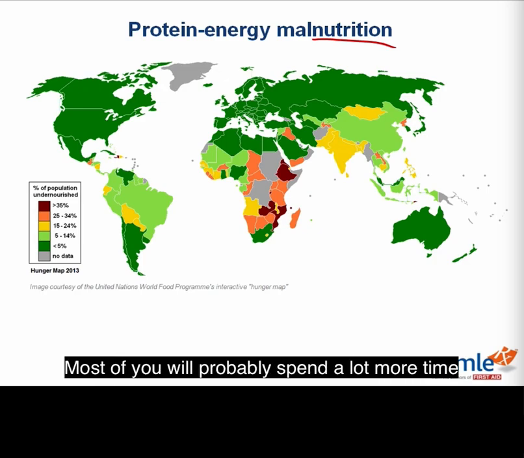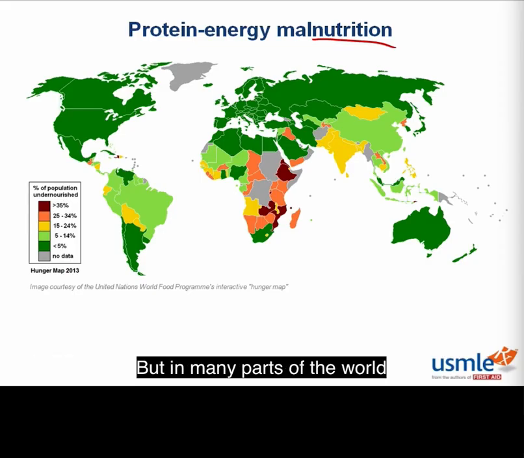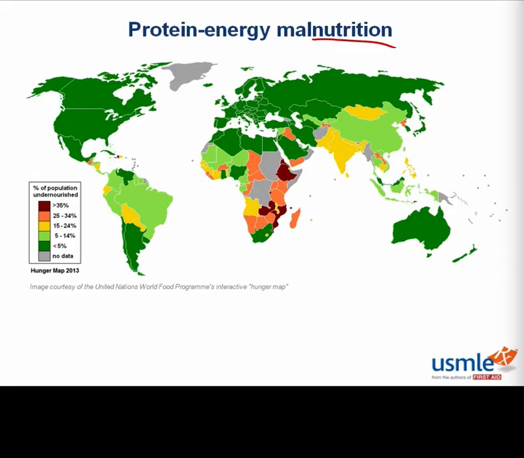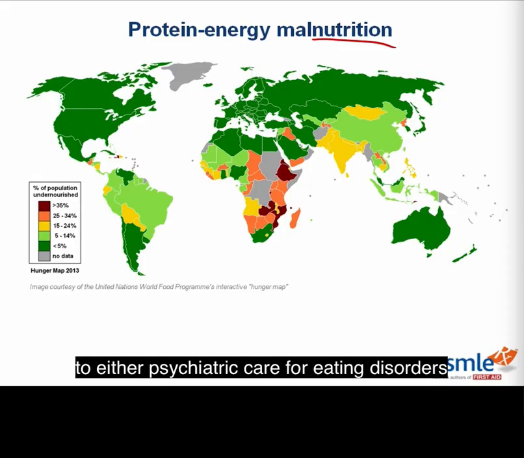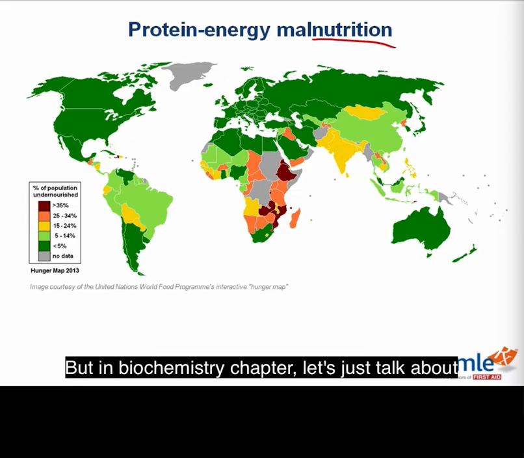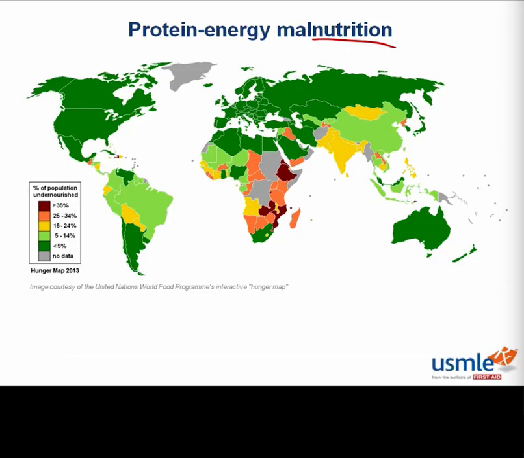Most of you will probably spend a lot more time dealing with patients who consume too many calories, but in many parts of the world, including some parts of the United States, insufficient calories is a much more serious problem. Treating malnutrition often comes down to either psychiatric care for eating disorders or social work for helping people get access to food they can't afford. But in the biochemistry chapter, let's just talk about the effect that malnutrition has on your body.